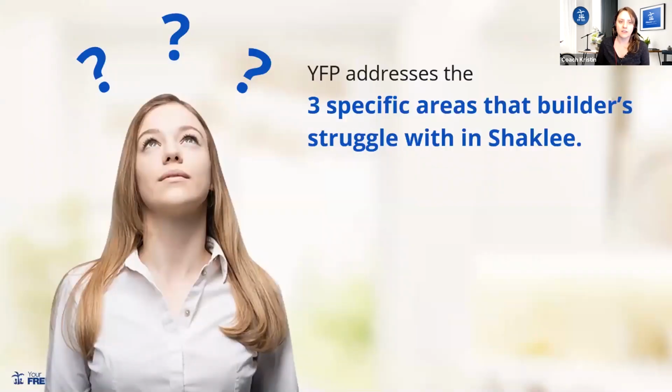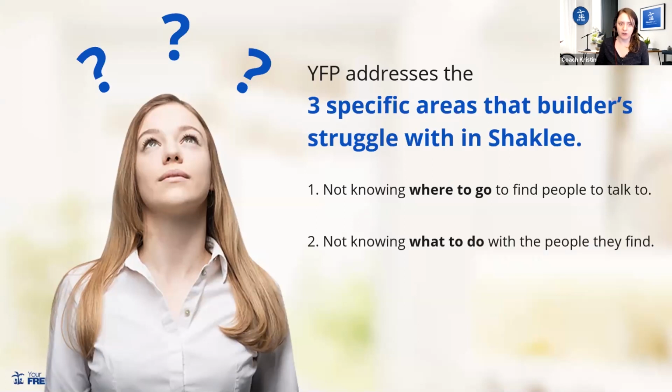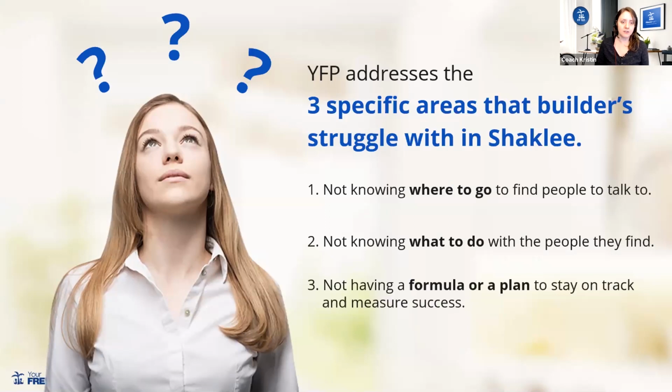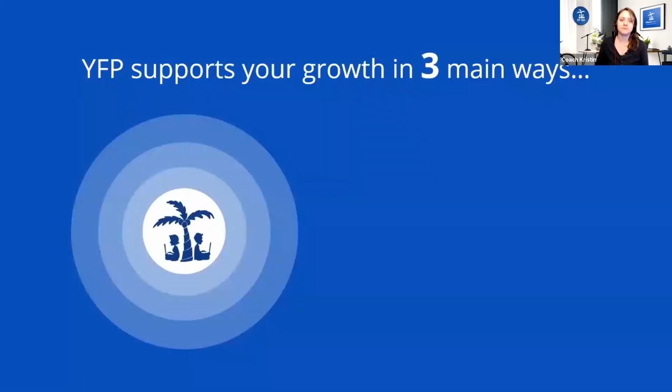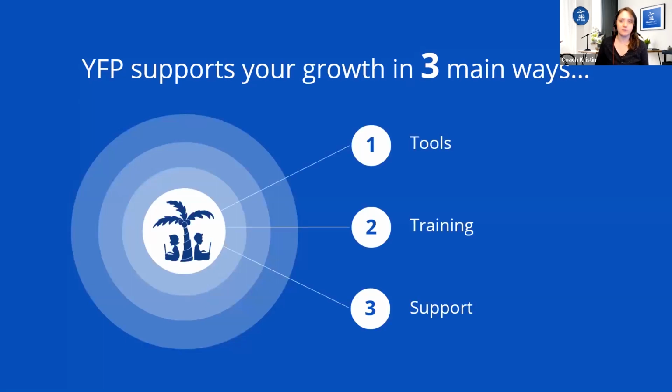YFP addresses the 3 specific areas that builders struggle with in Shaklee. So first one is not knowing where to go to find people to talk to. And the second one is not knowing what to do with the people they find. And third, not having a formula or a plan to stay on track and measure success. So YFP supports your growth in 3 main ways with tools, training, and support.